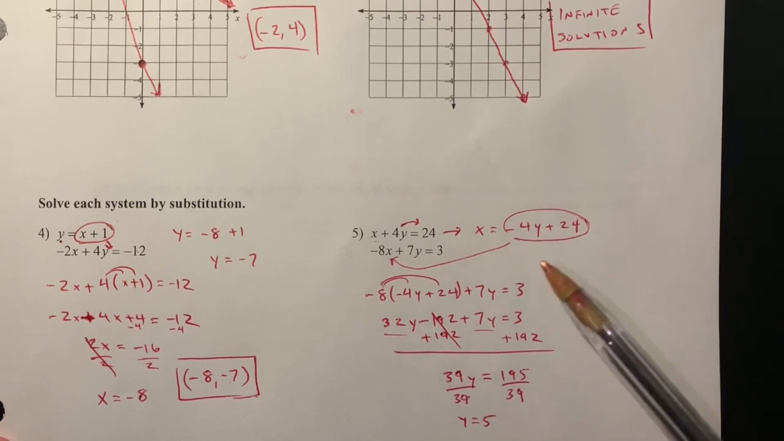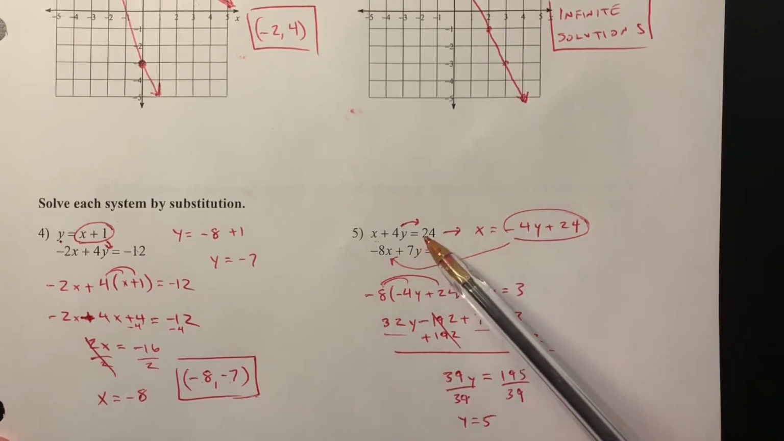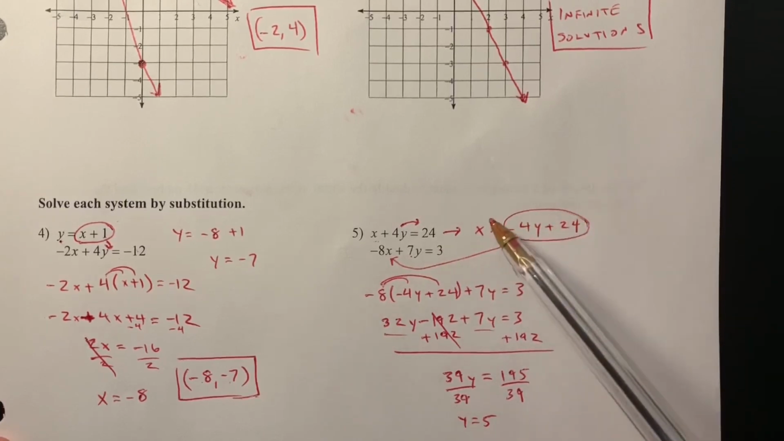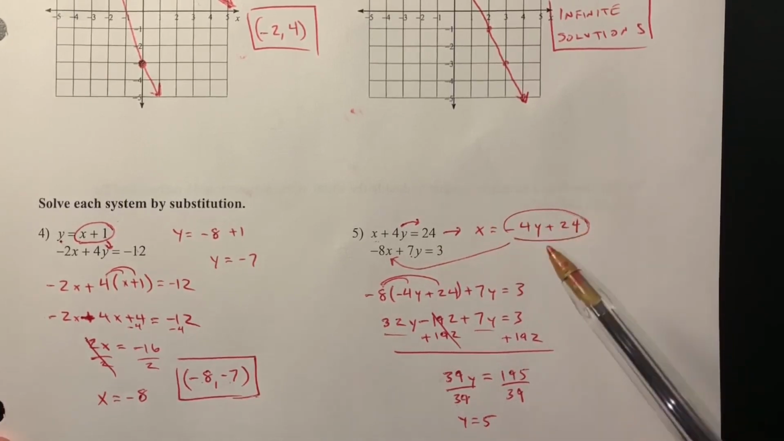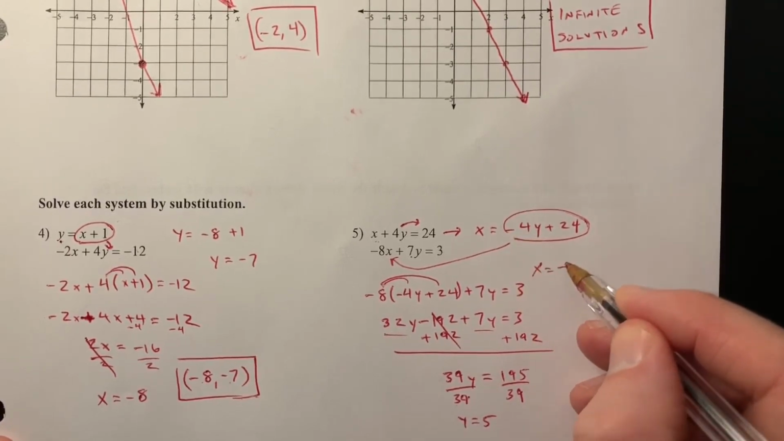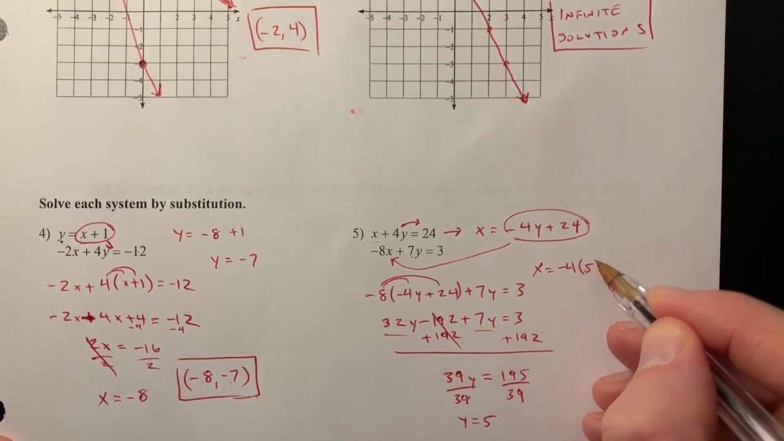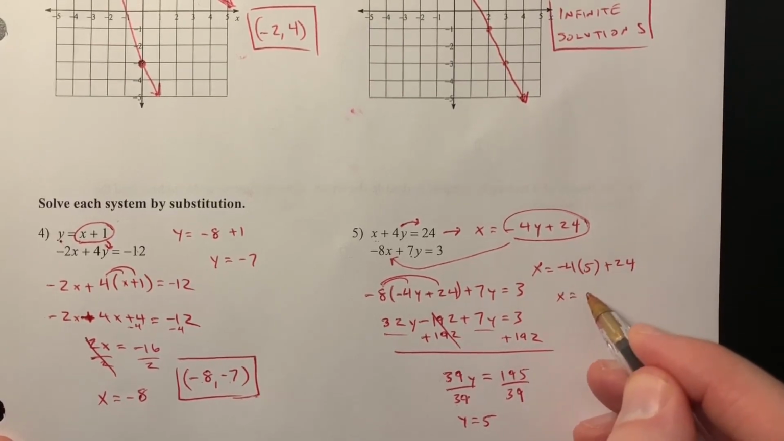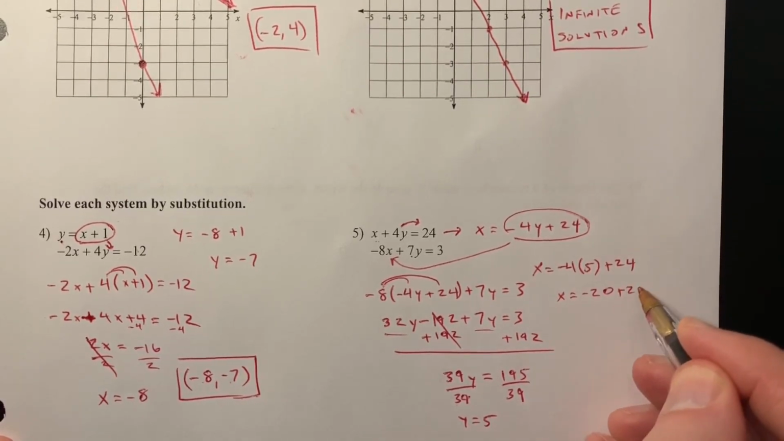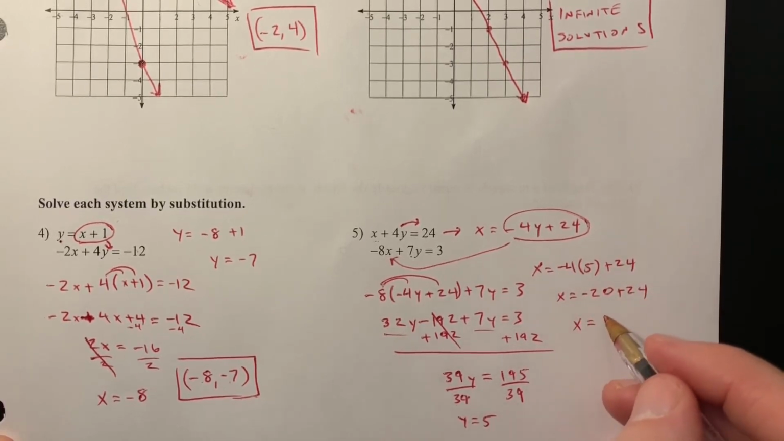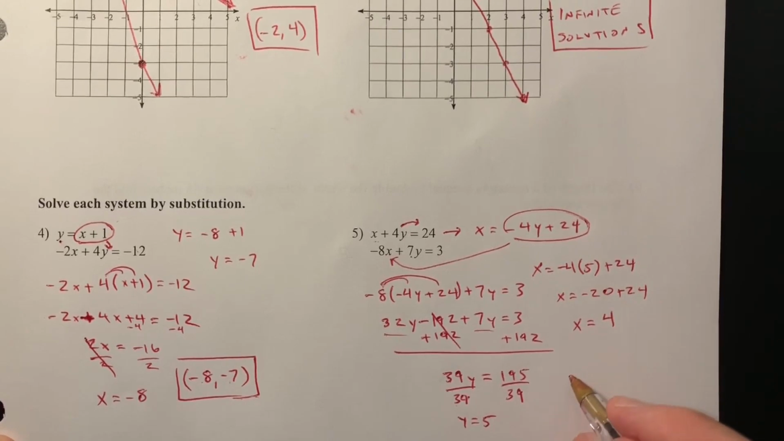I can substitute that into this original equation. I can even substitute it right here. I think that's going to be the easier route. So I'm going to put it right in here. x equals negative 4 times 5 plus 24. So that's x equals negative 20 plus 24. Negative 20 plus 24 is 4. So we get a solution of (4, 5).